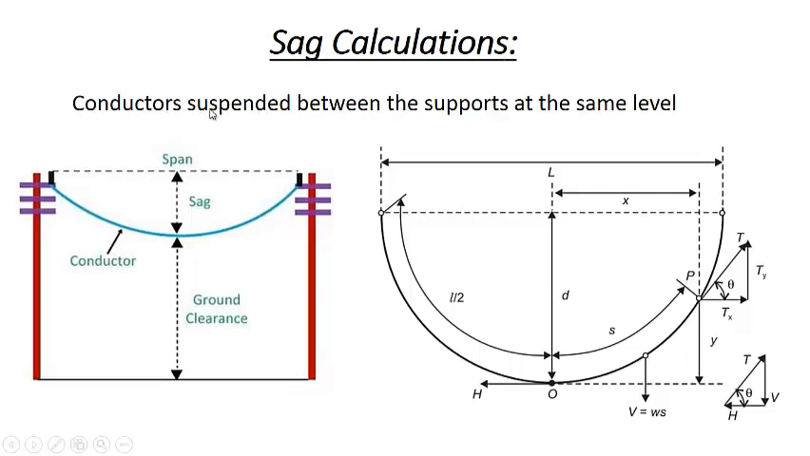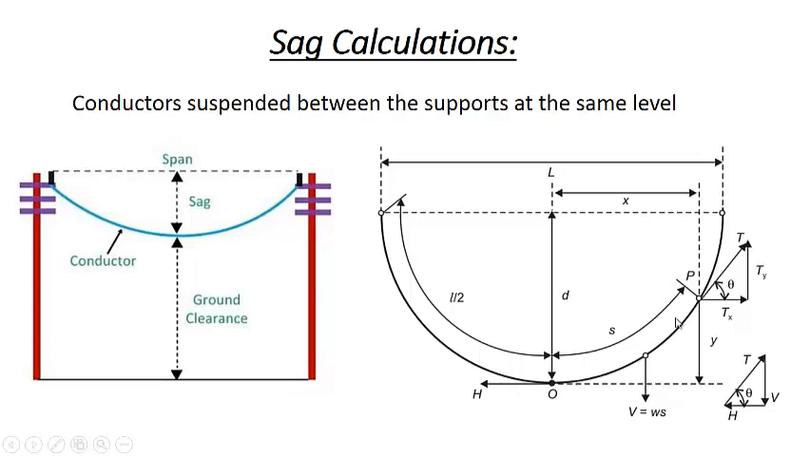So we'll assume that the conductors suspended between the supports are at the same level. That means this point and this point are at the same level. So I represent this by this form, a slightly zoomed version of this. Let us say this is the origin, and W, the small w, is the weight of the conductor per unit length, and I will assume this Cartesian coordinate where this is the x-axis and this is the y-axis.